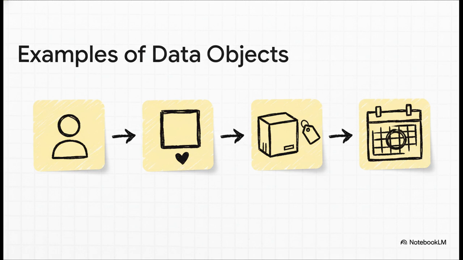Just think about the apps you use every day. On Instagram, a user is an object, right? But so is a post, and so is a comment. If you're on Amazon, a product is an object, and so is your shopping cart. They're the fundamental nouns that everything else revolves around.